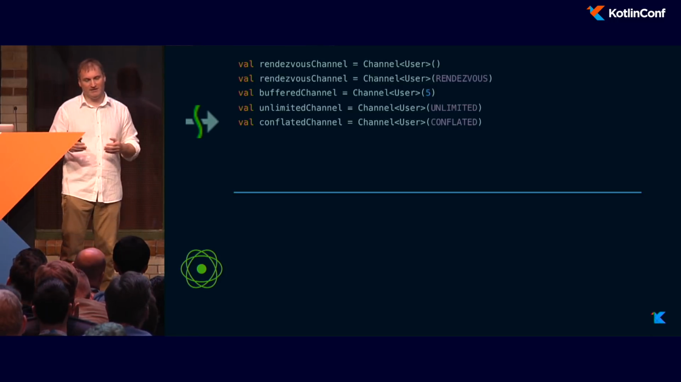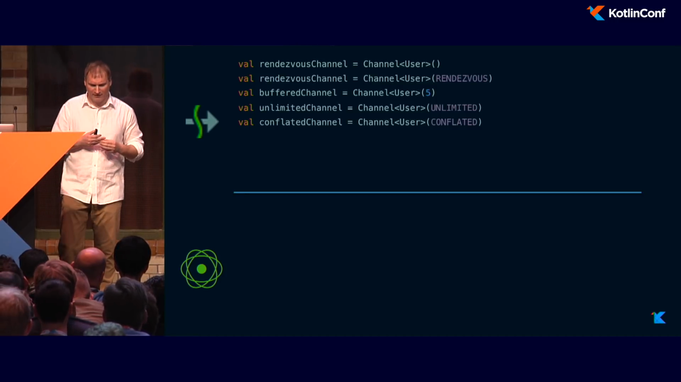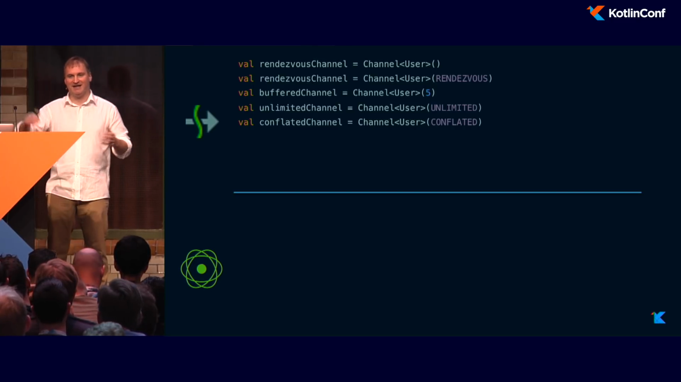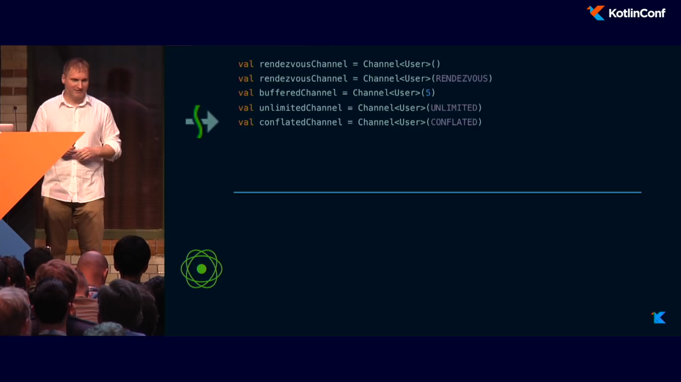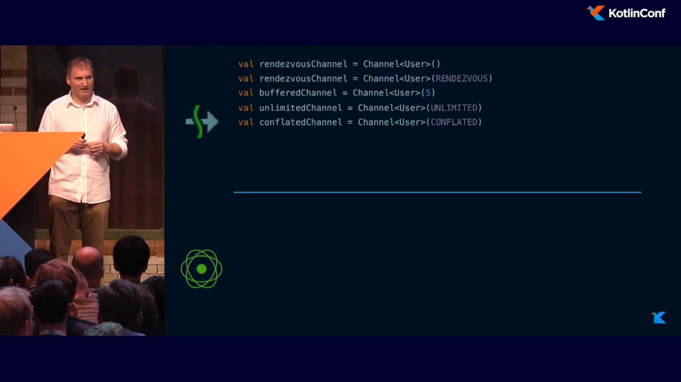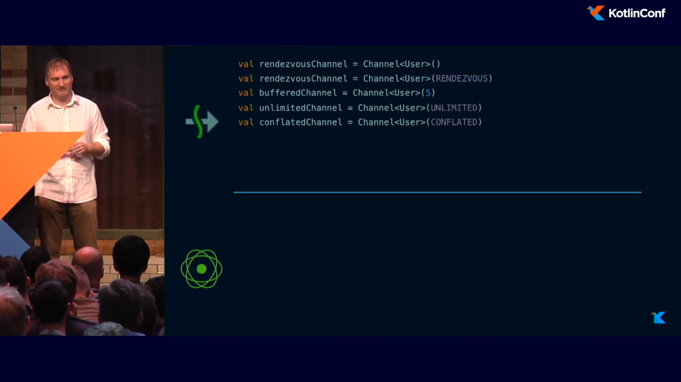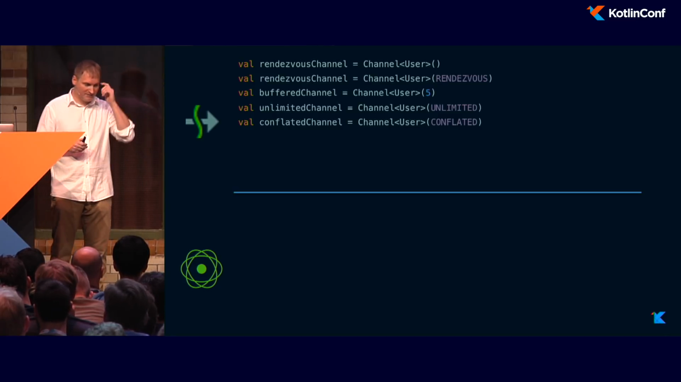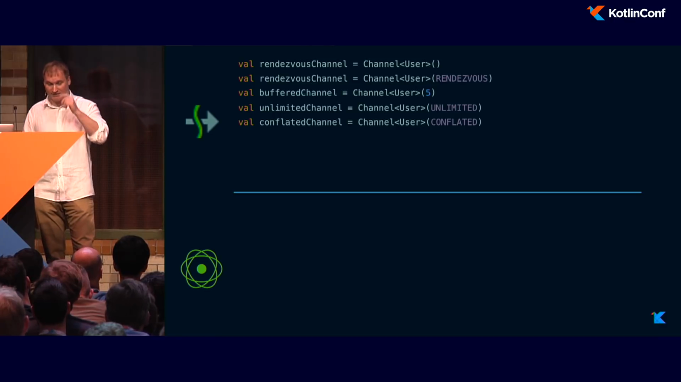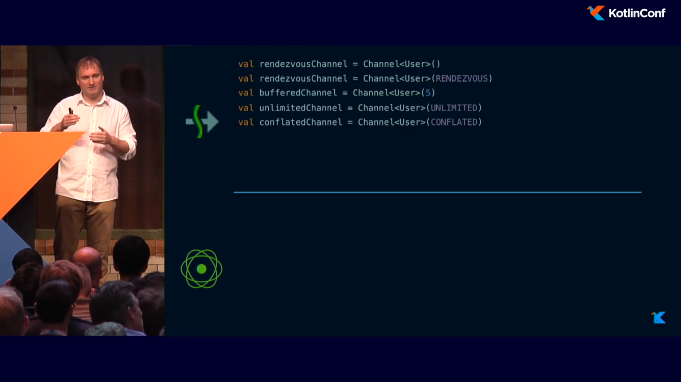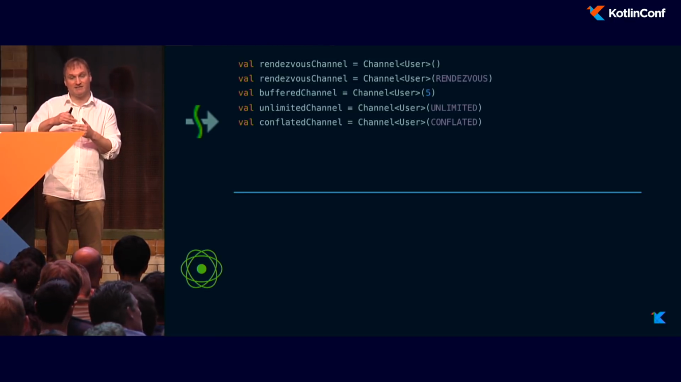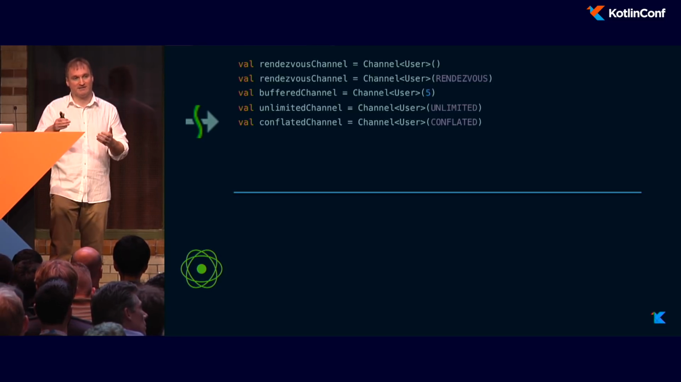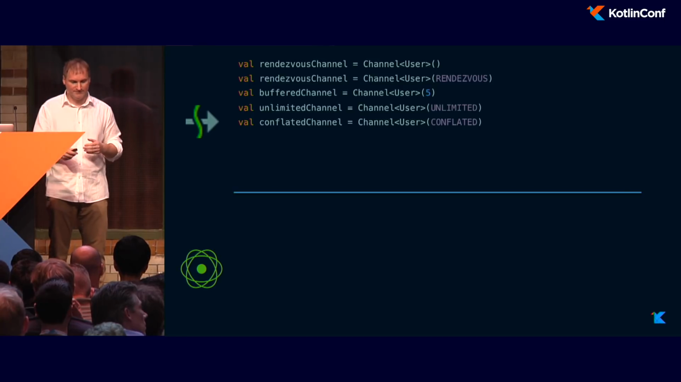The unlimited option means the buffer is unlimited. You can send as many messages as you want. Of course, you have to be aware that you may get an out-of-memory error at some point because they are buffered. And there is a special one which is called conflated. Conflated means that the receiving side will always see the last value that was sent by the sending side. So you may miss a couple of messages if you're slow.